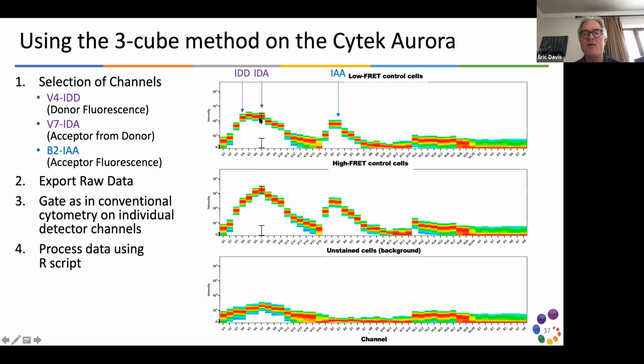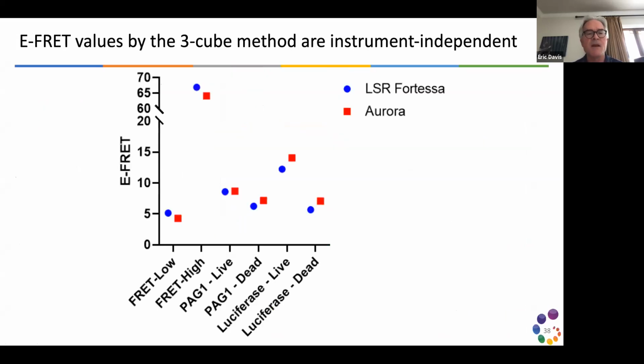And so if we acquired data from all these different channels, but just picked out the ones for the 3 channels and did our usual calculations, then we could generate efficiency values. And as shown here, with a variety of different conditions and levels of FRET activity, the results with the Aurora using the 3-cube method are very similar between the Aurora and conventional cytometers, again validating that, in fact, efficiency is an instrument-independent property.